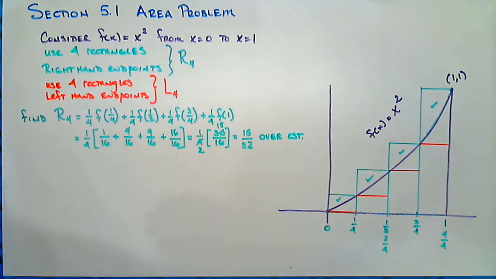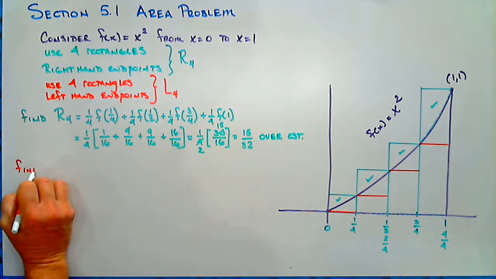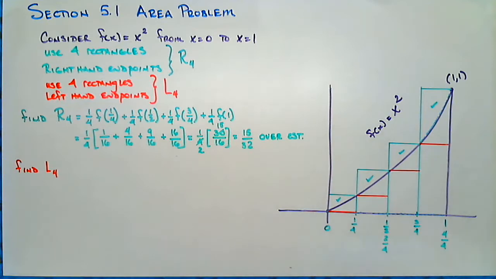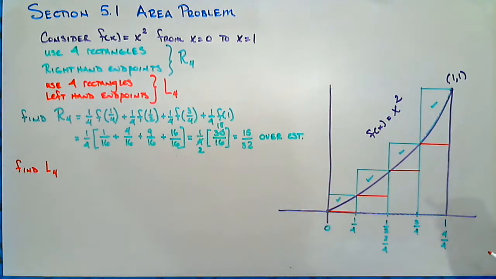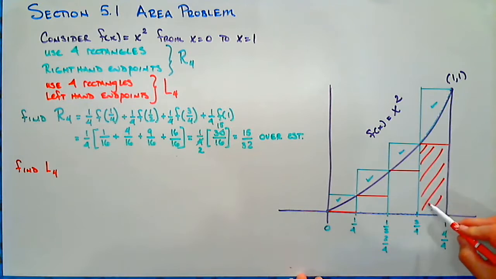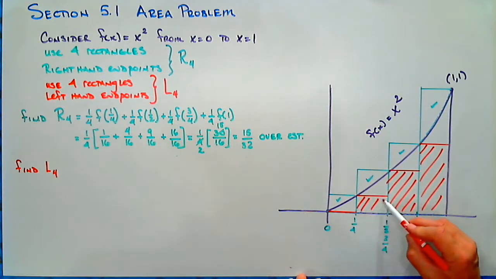Now, how else might they present this problem? They might ask us to find L sub 4. And we've already drawn L sub 4 over here. We know L sub 4 is going to be too small. L sub 4 is just going to be these rectangles right here. This one's going to go to here. This one's going to go to here. This one's going to go down here.